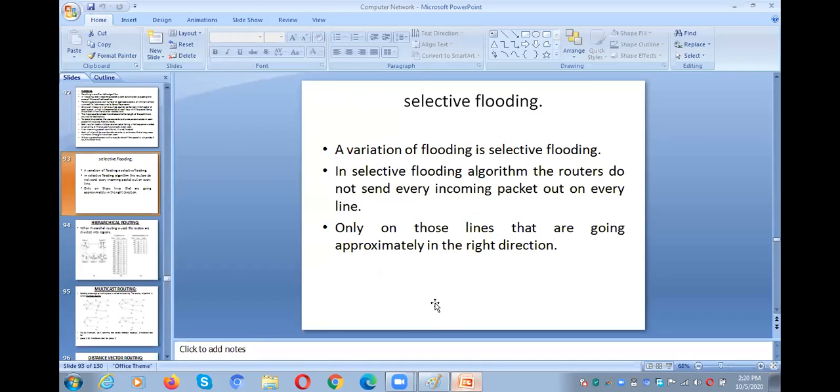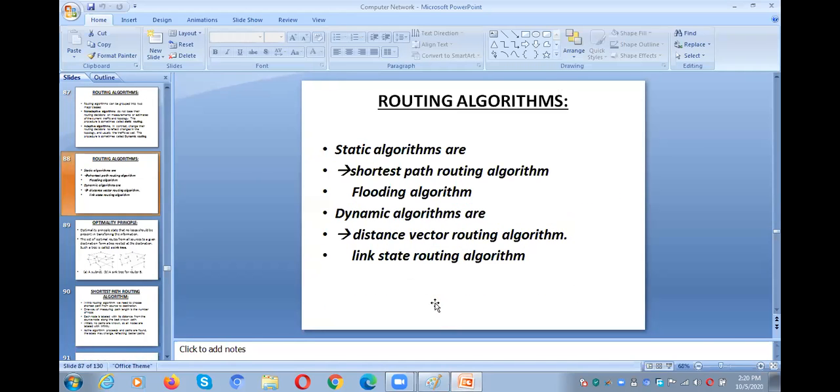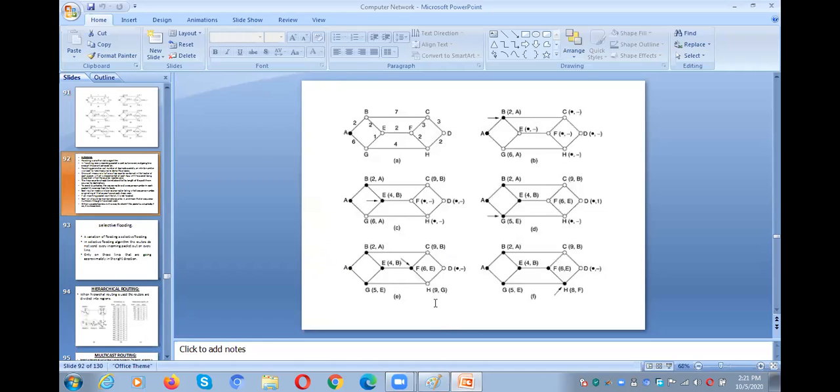So these two come under non-adaptive, static algorithms: the shortest path routing algorithm, and the next one is the flooding algorithm. Now coming to dynamic algorithms. Under the dynamic algorithm, we have two things: the distance vector routing algorithm and the link state routing algorithm.